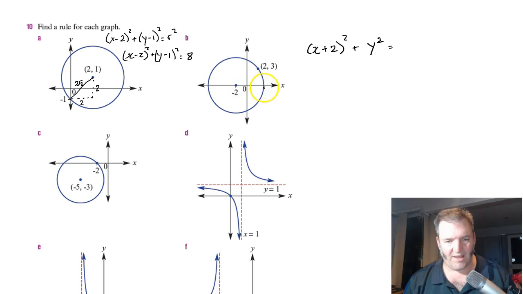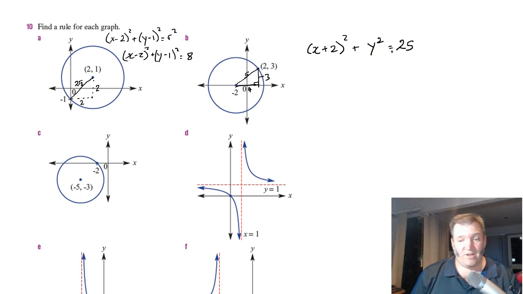Well, how far away is that point? What's the radius this time? Well, that horizontal distance there from negative 2 across to 2 is 4 units. The vertical distance is 3 units. You all know Pythagoras' theorem, that that's going to be 5. So when I write it over here, I've got to write the radius squared, 25. So x plus 2 all squared plus y squared equals 25.